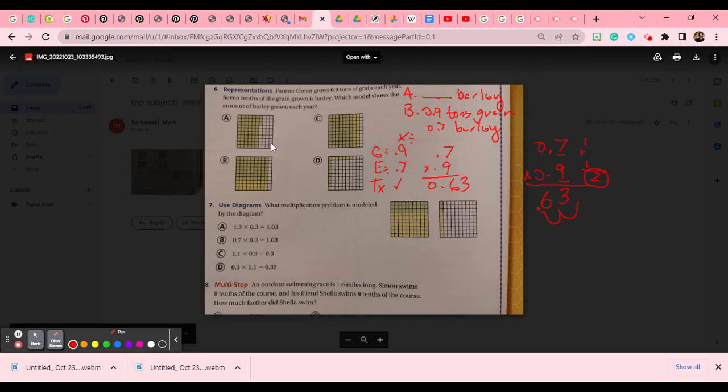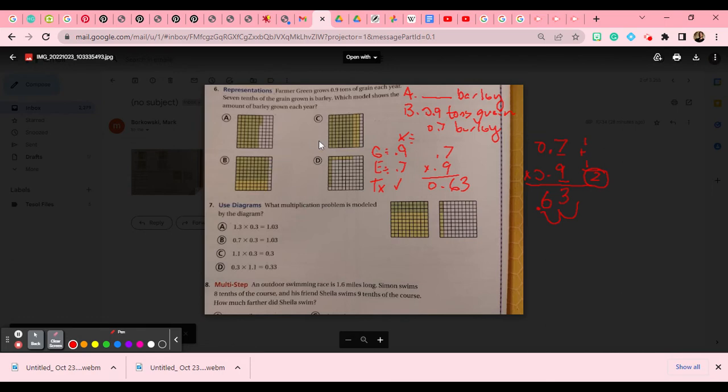Okay, so A does have 63 hundredths cute little squares filled in. However, it doesn't show us any math operation. It just has those numbers in there.